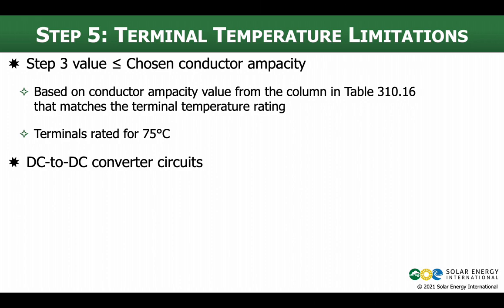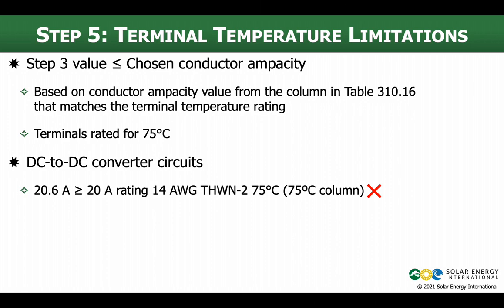Okay, for the DC to DC converter, we had a corrected circuit current or adjusted circuit current of 20.6 amps. That was our 15 amps IMAX, our maximum current of the DC to DC converters, divided by 0.91 for the temperature correction, divided by 0.8 for the 4 current carrying conductors in conduit. That gave us 20.6, our step 3 value. Well, if we look at a 14 AWG conductor in the 75 degree C column of Table 310.16, we see that it is only rated for 20 amps. It's not big enough. It doesn't have enough ampacity.